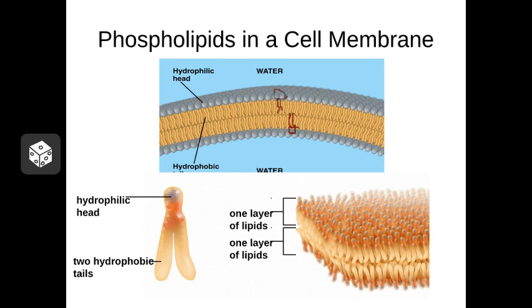So it makes this very, very non-polar layer in the middle, and it makes the very outside of the membrane and the very inside of the membrane polar. This structure and arrangement helps the cell control the amount of water that comes in and leaves.